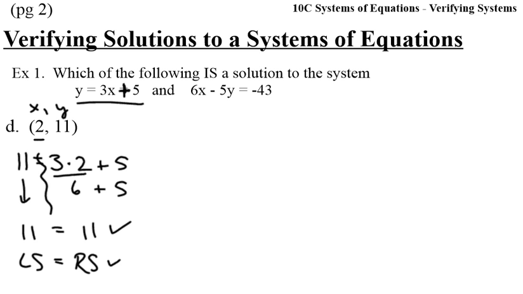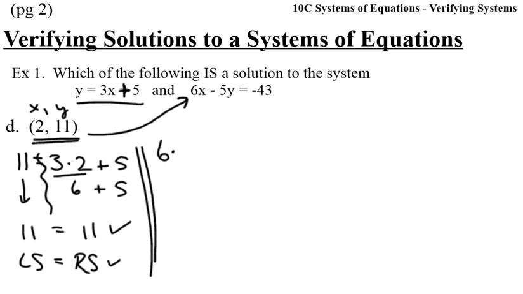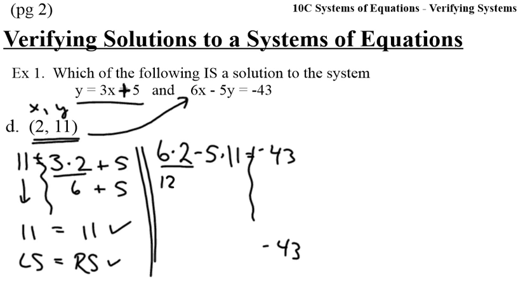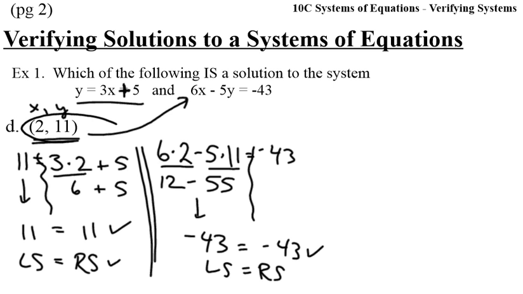But even though that's good, this has to work in the second equation as well. So 6 times x, which is 2, subtract 5 times y, which is 11. We want that to equal negative 43, because that's what our right side is. 6 times 2 is 12. Subtract 5 times 11 is 55. 12 subtract 55, what does that give us? There's our negative 43. So negative 43 equals negative 43. Left side equals right side. So (2, 11) is the solution for that system of equations.